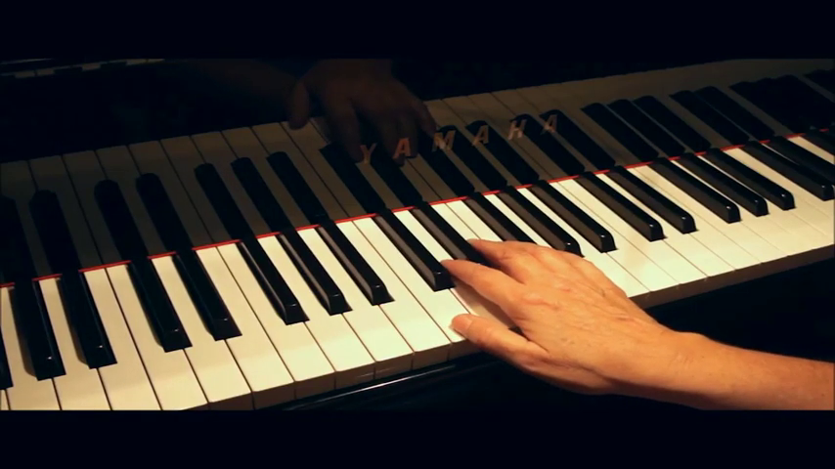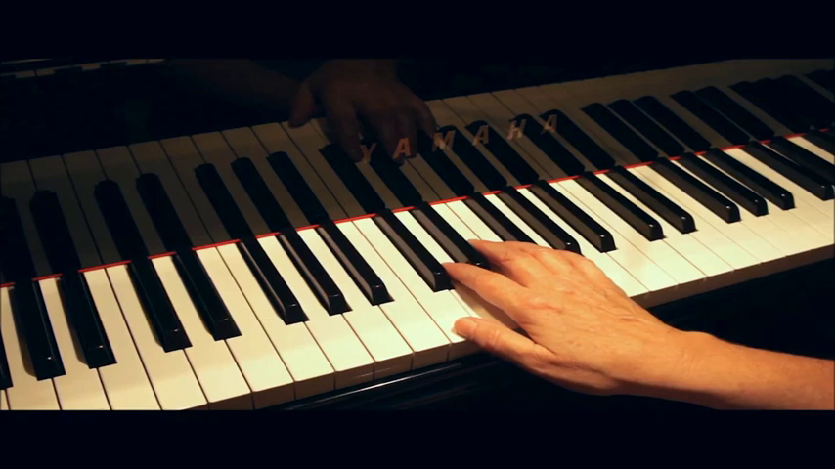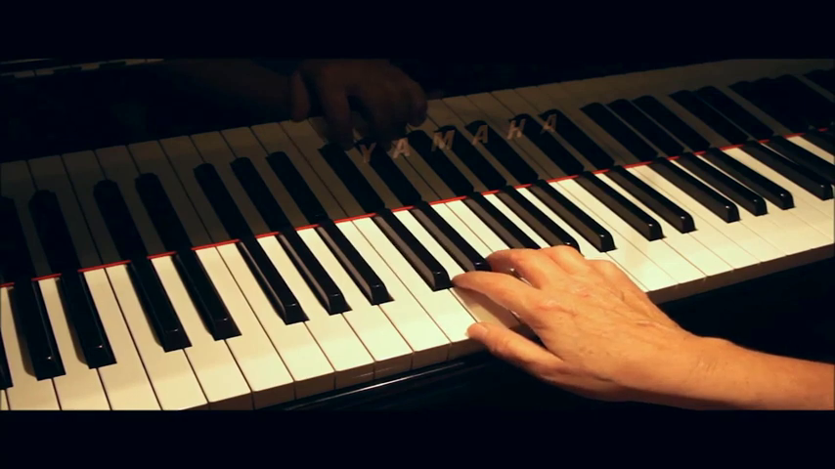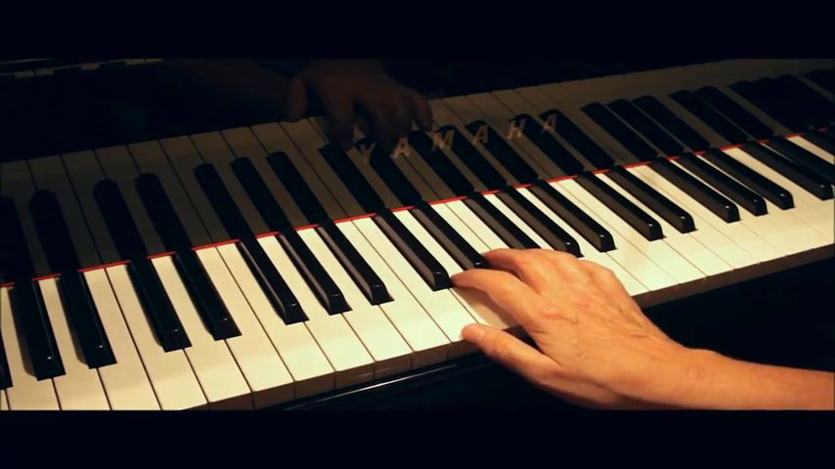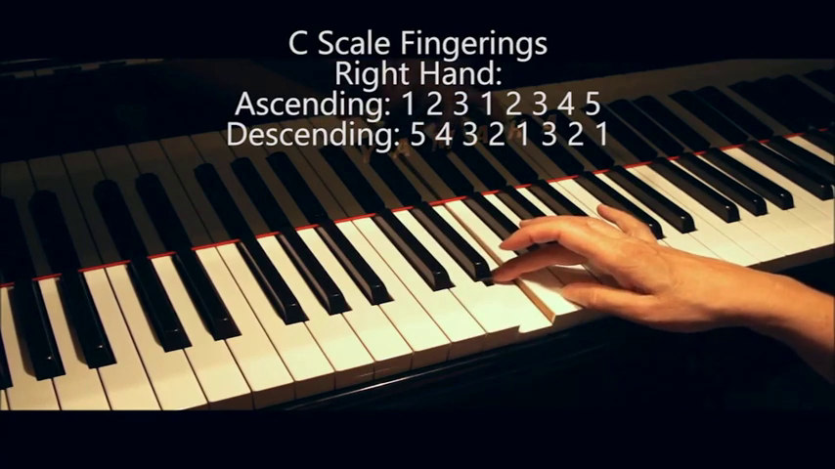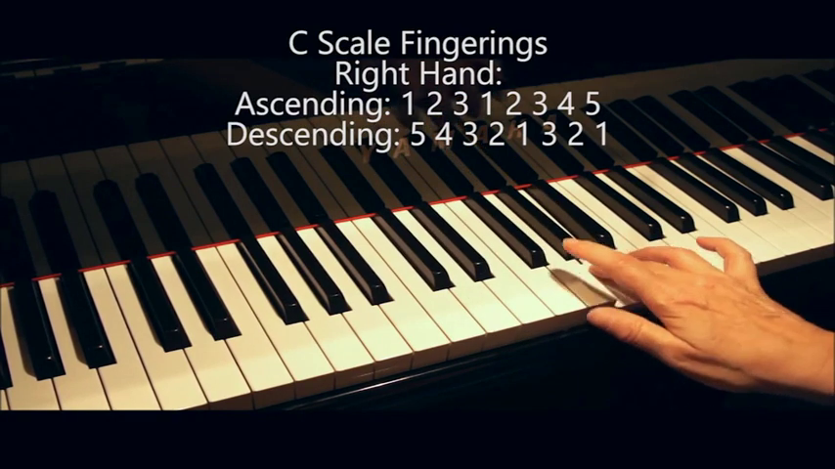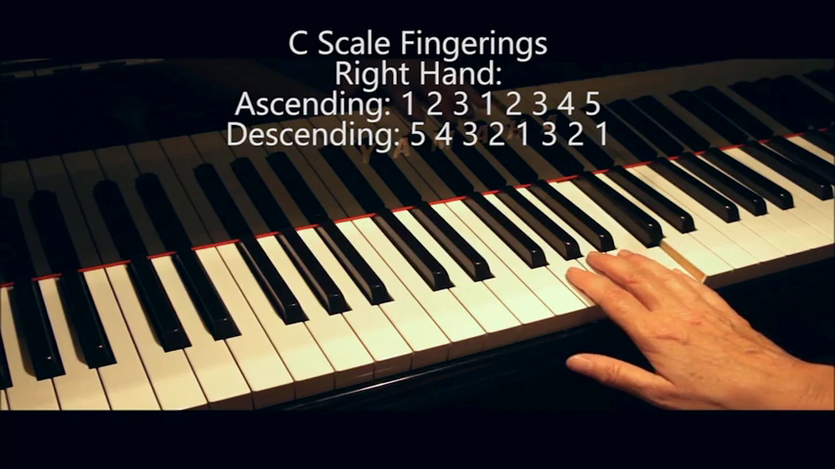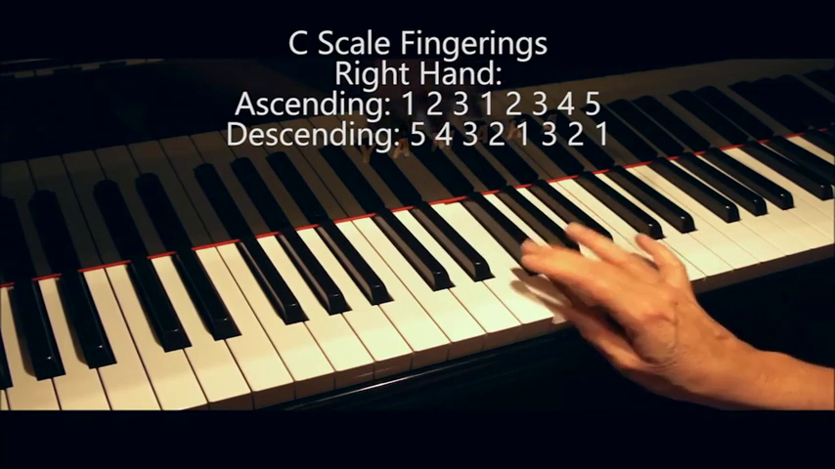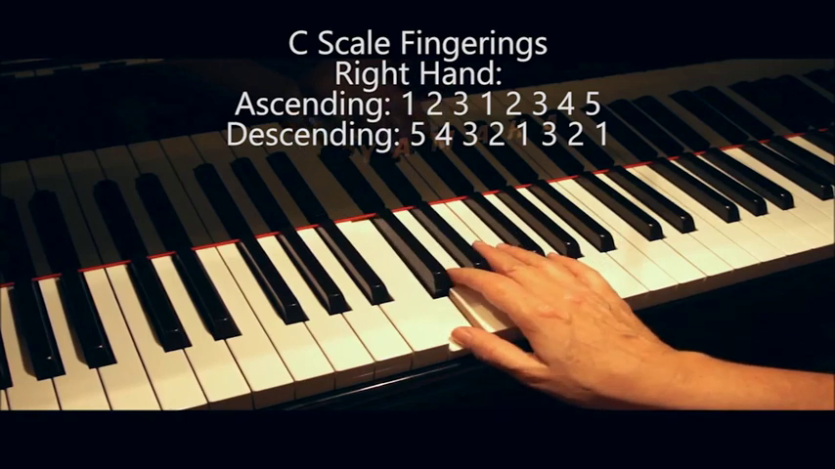So what you want to do when you're practicing your C scale, and you should practice all your scales a lot, because once you get familiar with the scales, then you're going to be able to improvise. And the easy way to practice the C scale with your right hand is 1, 2, 3, cross your thumb under, 1, 2, 3, 4, 5. Then you come back down the same way that you went up. 5, 4, 3, 2, 1, 3, 2, 1.